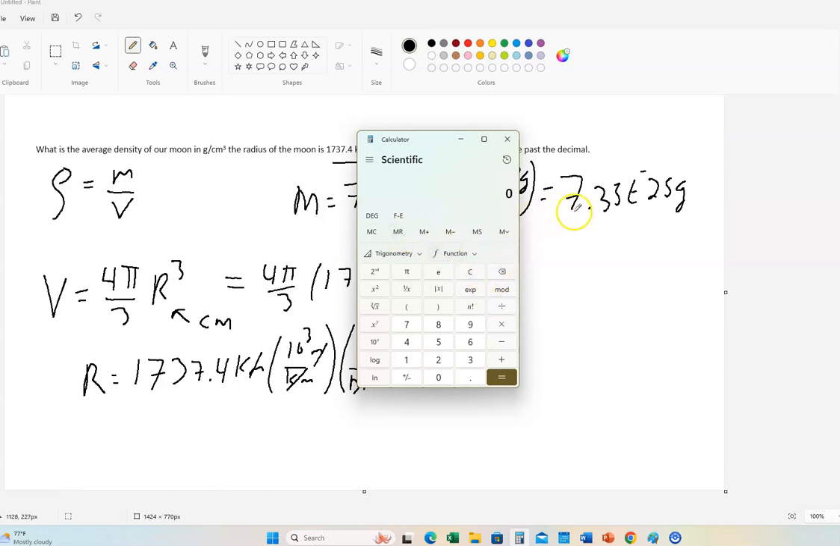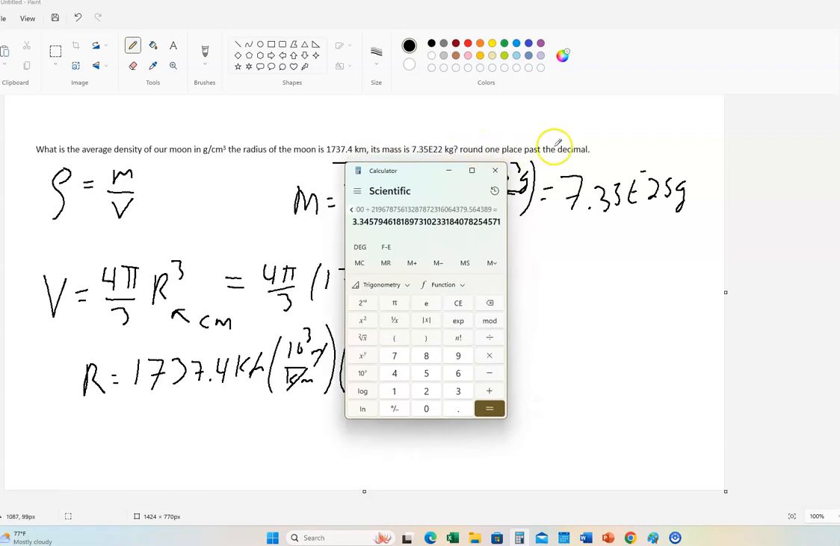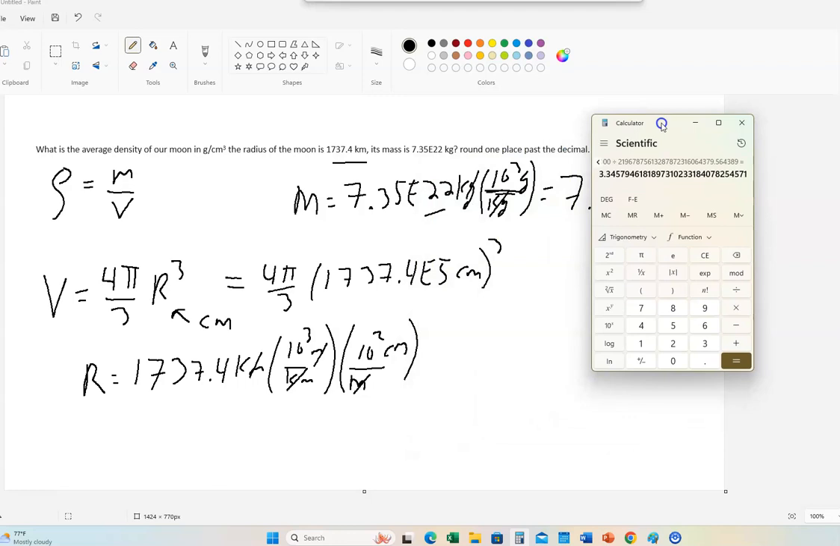Now I'm going to take this number, which is 7.35 times 10 to the 25th, and then divided by the memory recall, which is right there. And so that gives me the density of the moon. If you notice right here, it says to round one place past the decimal. So the answer is 3.3, right? That's exactly the density of our moon.